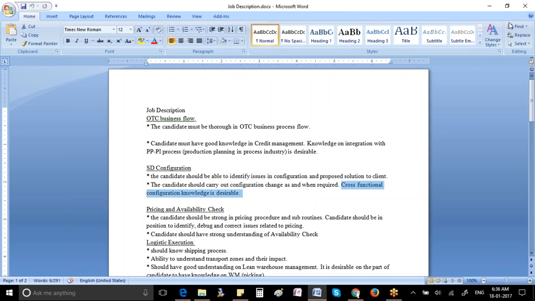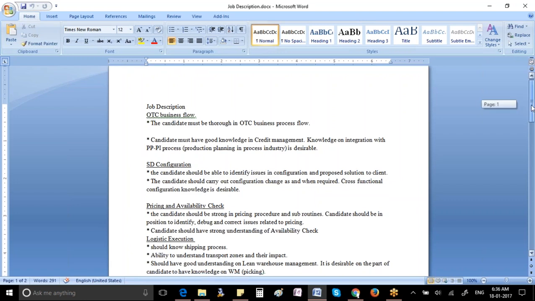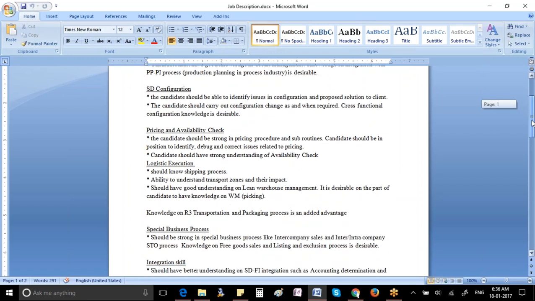Okay, and I'll tell you the major concepts which you would require, where you would be working in real time, and at the same time which would be major concepts for job preparation. Okay, so pricing and availability check, there are 6 concepts, 6 business processes which you should be perfect in. That's it, you will be clearing your interview.